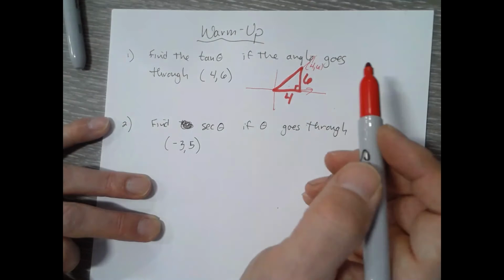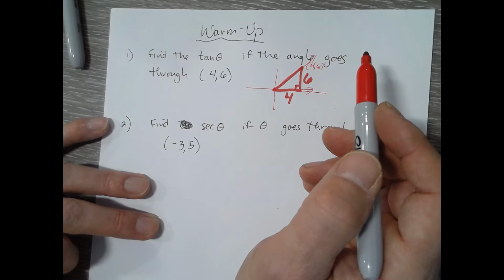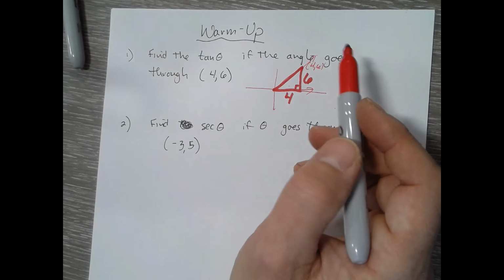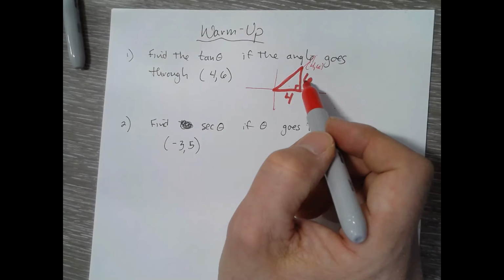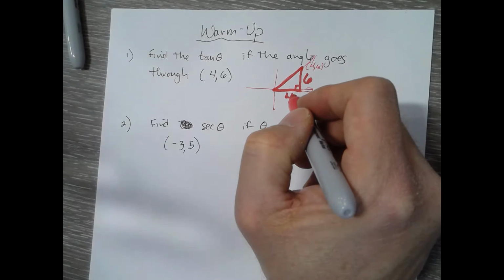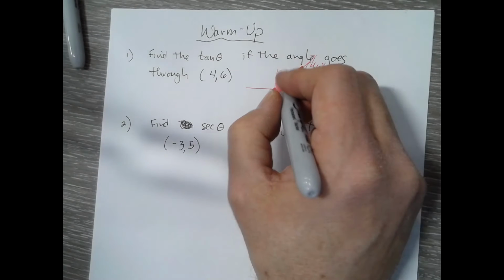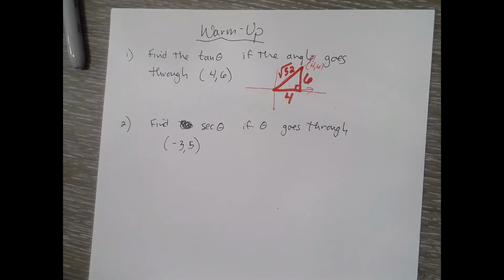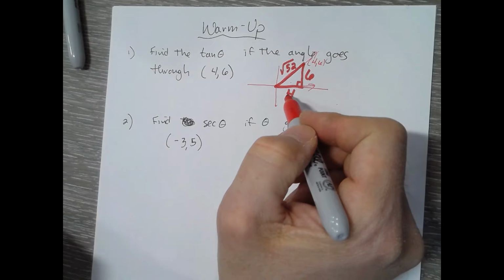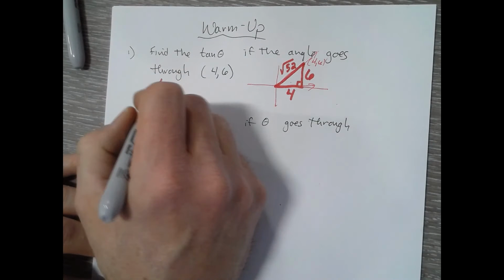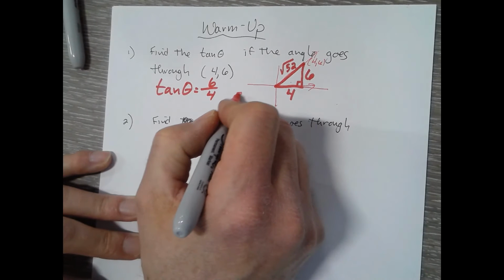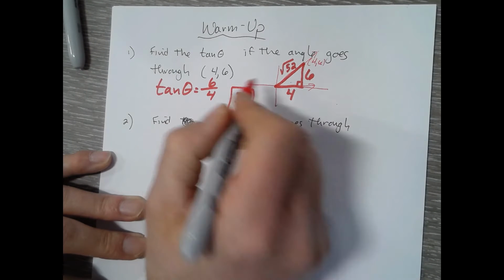Do I even need the hypotenuse here? No. A lot of you probably figured it out. What is that? Square root of 52. 36 plus 16, square root of 52. Very good. But we're actually asked to find the tangent of theta, which is just opposite over adjacent. So the tangent of theta is 6 over 4. So 3 over 2 would be the simplified. So 3 halves.